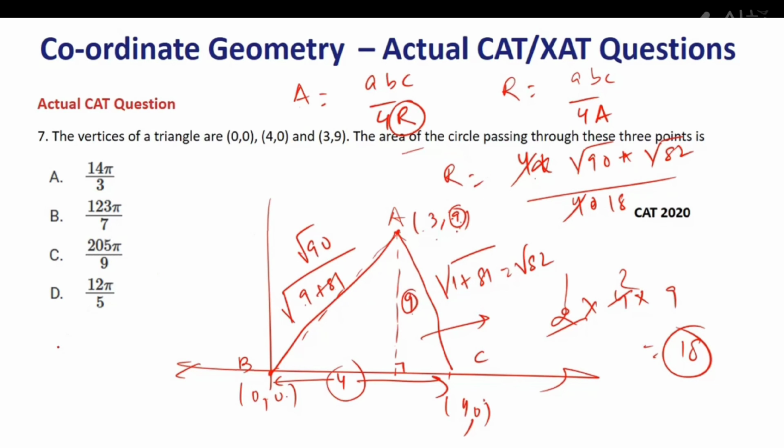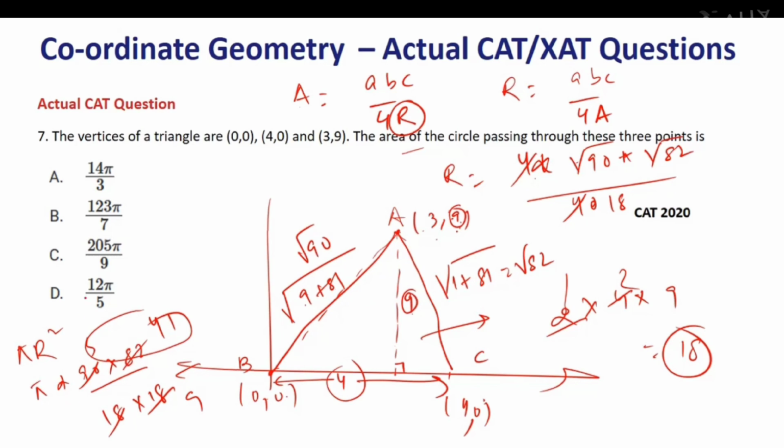So that is R. So what's the area? Area will be pi r square. So pi will keep intact because it is there in the answer options, and square this. So 90 into 82 divided by 18 into 18. Now this is 5 times 41 and 9. This becomes 205 pi by 9. Answer is answer option C here.